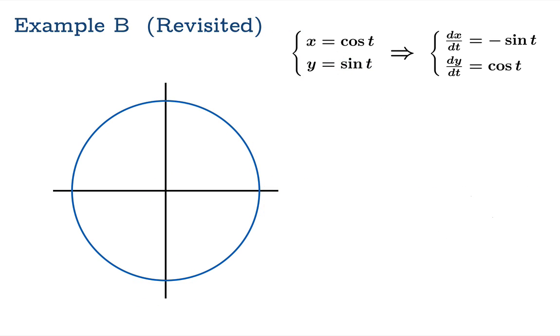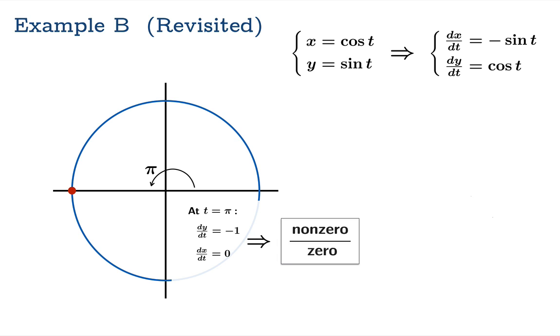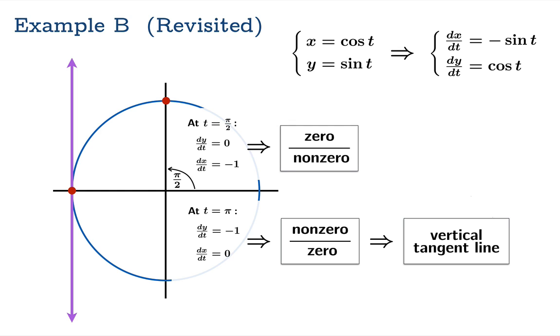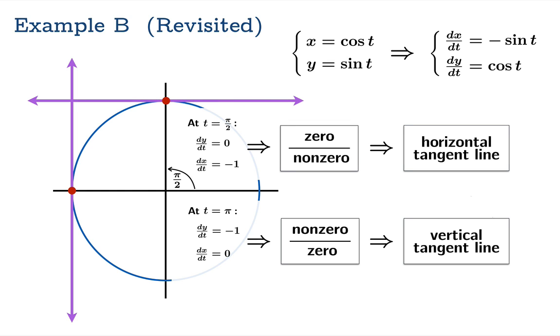So let's revisit our example. At t equals pi, dy/dt is -1, dx/dt is 0. That's a non-zero dy/dt over a 0 dx/dt, and we're going to interpret that to mean that we have a vertical tangent line. Just for fun, let's visit the case t equals pi over 2, because in this case, dy/dt is 0, dx/dt is -1. This is a case of a 0 over non-zero ratio, and there's no drama here. This is a horizontal tangent line.